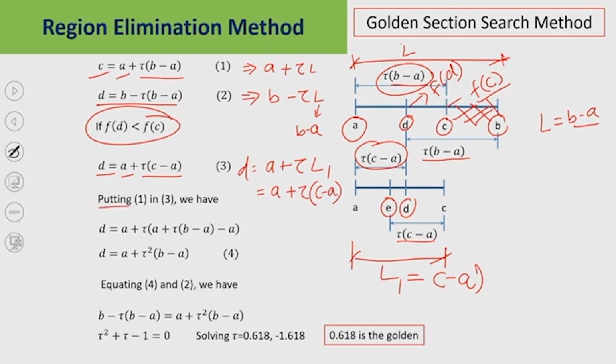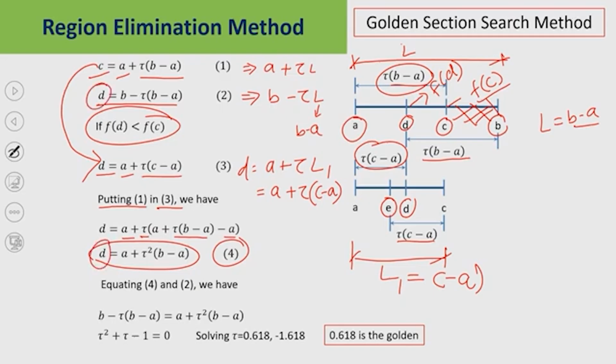So, if I put 1 in 3, that means I am putting 1 in 3, what I am getting is A plus tau. Now, what is C? C is A plus tau (B minus A) minus A, and if I simplify that, I will be getting this equation, that is D equal to A plus tau square (B minus A). So, I am getting 4. Now, this is D, and this is also D.